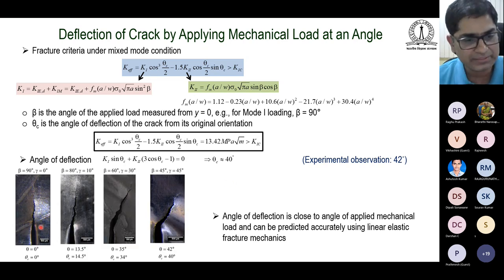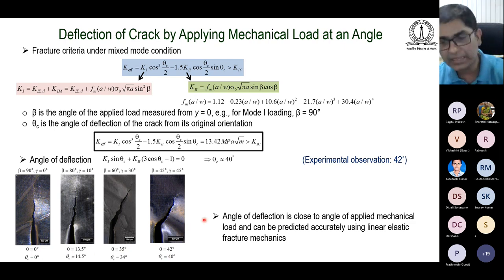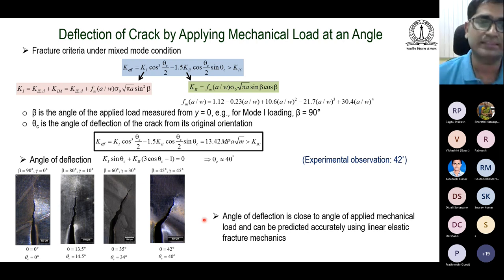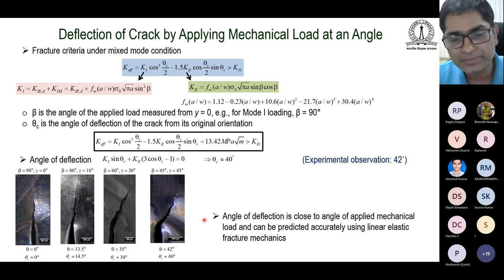Then we did these experiments at different angles at which we applied the mechanical load. And these are some of those pictures that you can see here. What we observe in the experiments are these numbers, and what we predict from these linear elastic calculations are written at the bottom. And you can see there is a very close match between what we predict and what we see.